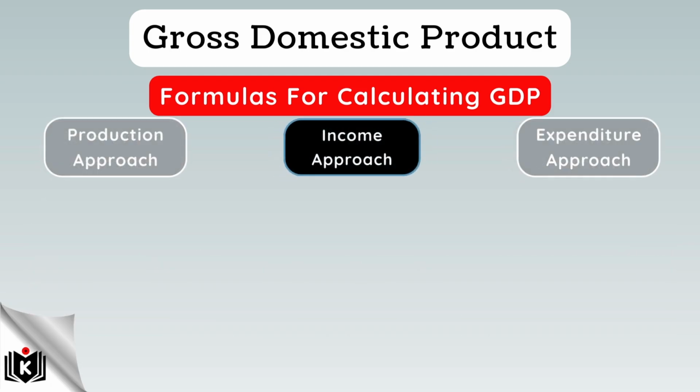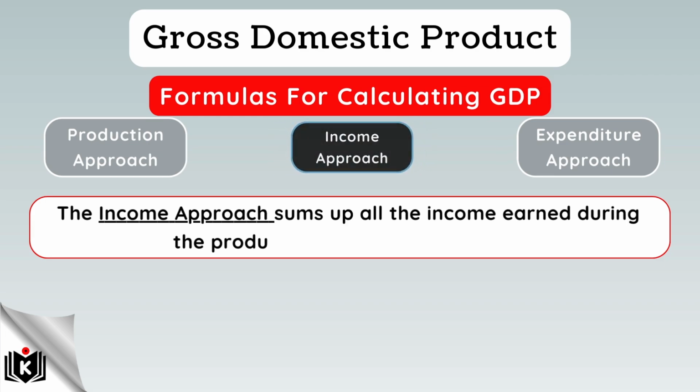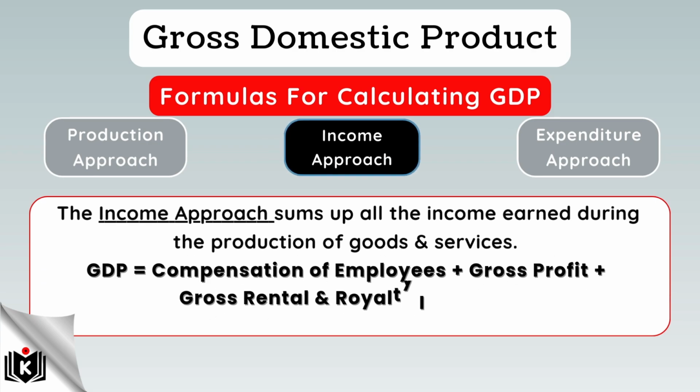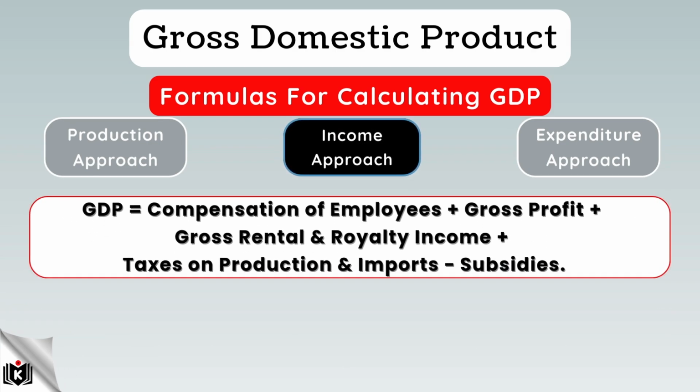GDP can also be calculated using the income approach, which sums up all the income earned during the production of goods and services. The formula for the income approach can be represented as follows: compensation of employees, plus gross profit, plus gross rental and royalty income, plus taxes on production and imports, minus subsidies. The components of this formula can be briefly explained as follows.